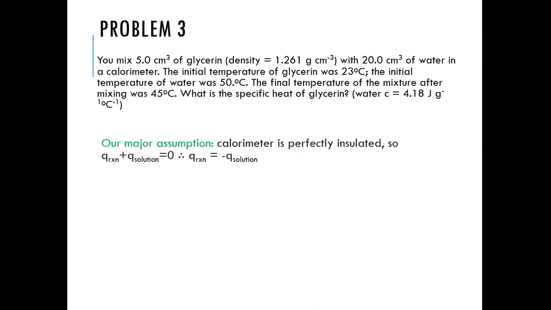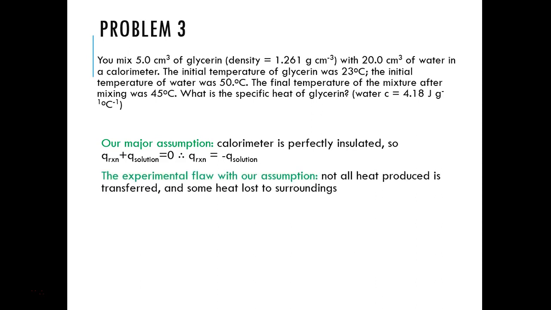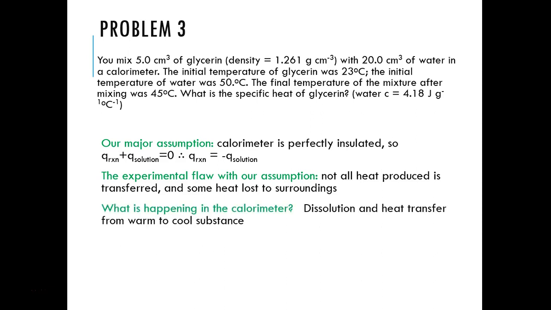Okay, so we're going to assume that the calorimeter is perfectly insulated. So the heat that is lost by the water is equal to the heat gained by the glycerin. Okay, not all of the heat that the water is losing is being transferred to the glycerin, though, so there is some heat loss to the environment. Now, when we think about what's happening in the calorimeter, we just have these 2 things mixing and heat transfer from the warm to the cool substance. So, we're assuming that the heat that the water lost is the same as the heat the glycerin gained. So we could say that Q glycerin is equal to negative Q water.